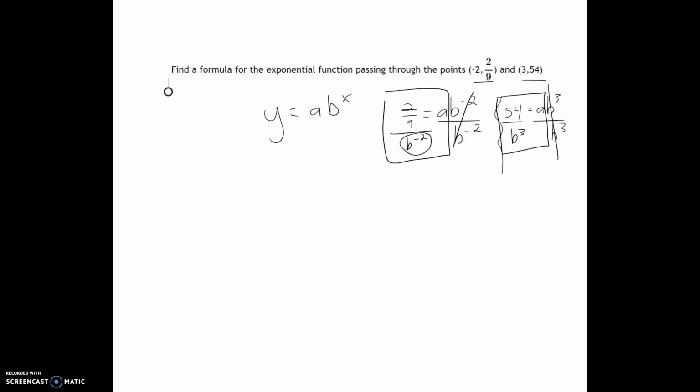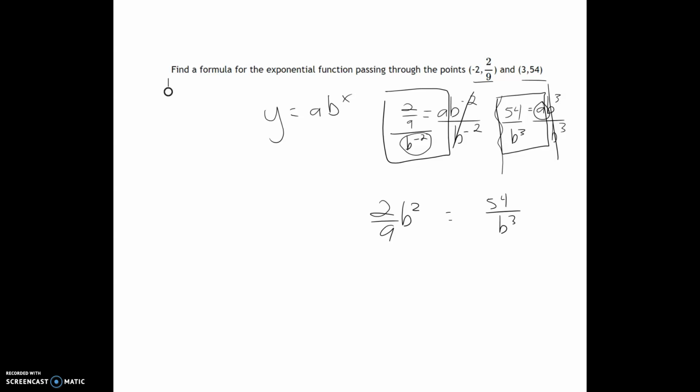By the way, using my properties of exponents, that can come up as 2/9 b to the positive 2 is a, but a is also equal to 54 over b cubed. Okay, and the idea is just to equate the two expressions for a, and that allows me to solve for the base. Okay, so let's do that. Since a is both of those, we can set them equal to each other. And then we use our algebra skills to solve.